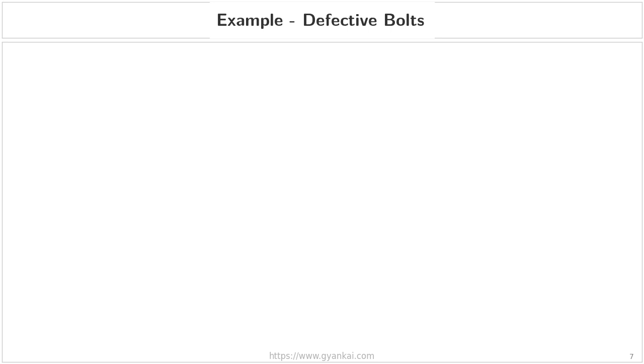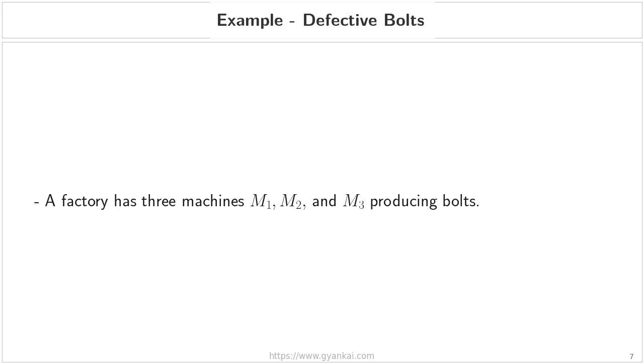Example: defective bolts. Now that we've seen how Bayes' theorem applies to medical testing, let's shift our focus from biology to industrial engineering with a practical example involving quality control. Imagine a factory that uses 3 different machines. Let's call them Machine 1, Machine 2, and Machine 3 to produce bolts. Each machine contributes a different amount to the total stock, and each has its own error rate.